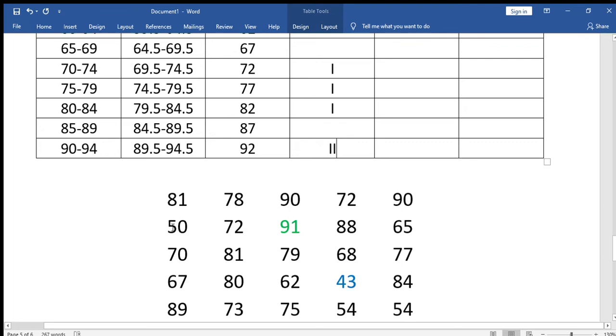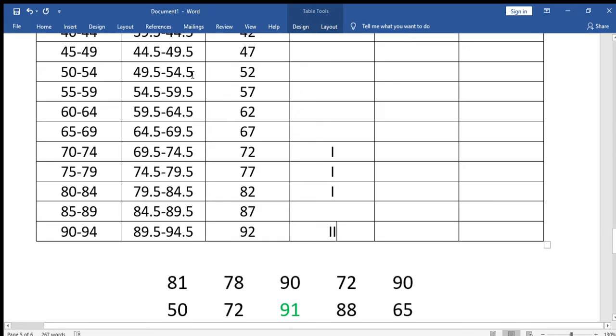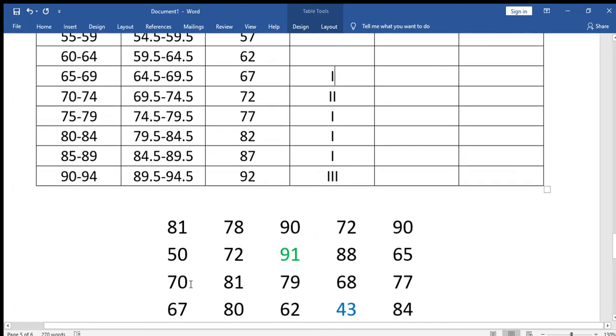Then next we have 50. So 50 is falling here with your class limit 50 to 54, so you put another one. Then we have 72. 72 follows here from 70 to 74 as your class limit. Then we have 91. 91 is falling here. Then 88, it falls here. Then we have 65. 65 is falling here. Then next, we are going to use the third row, 70. 70 is found here from 70 to 74.